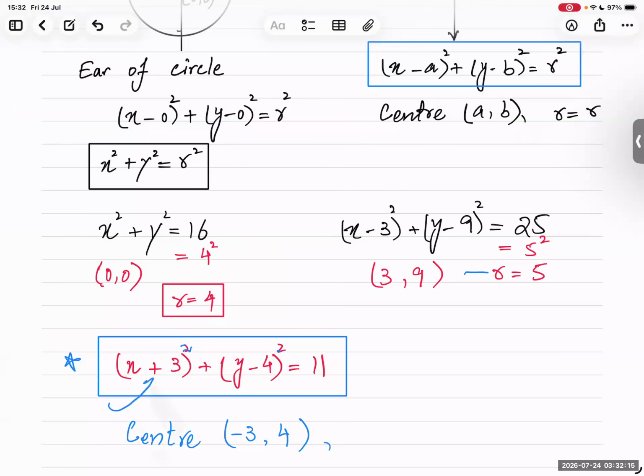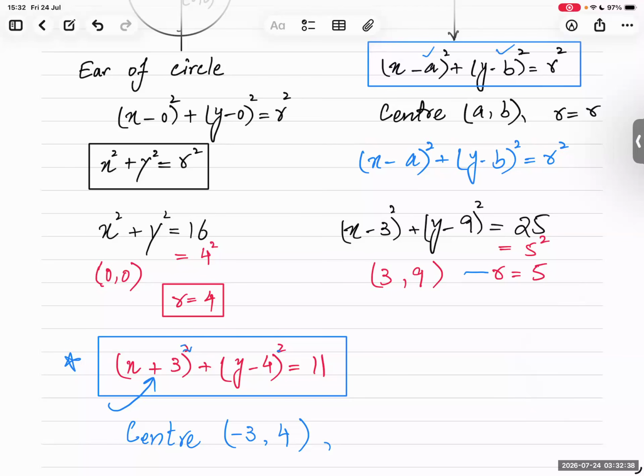The center is 3 and negative 4. No, no, it has to be negative 3, because the actual formula is (x minus a) whole square plus (y minus b) whole square is equal to r square. Okay, done.